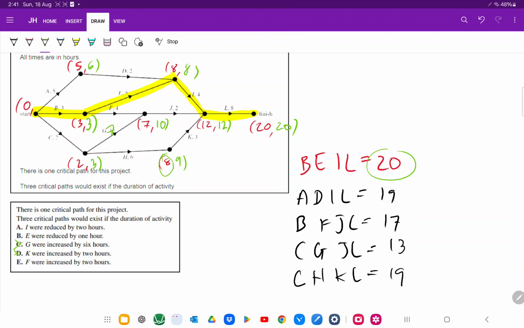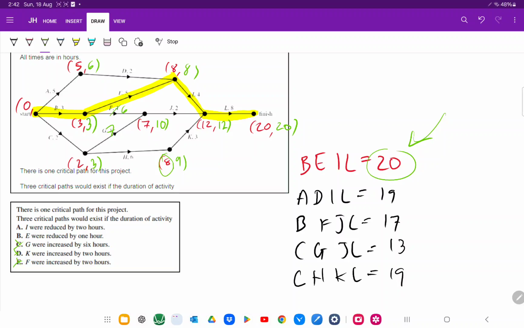F is going to be increased by 2 hours, and now this becomes 6. If this becomes 6, this becomes 9. 9 plus 2 is 11. 11 plus 8 is equal to 19. So this is a common answer that this would now become 19. But the only problem with that is that the critical path hasn't changed. It's still 20. So in this case, F is not a possible answer.